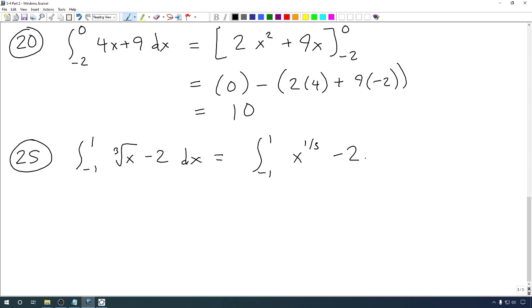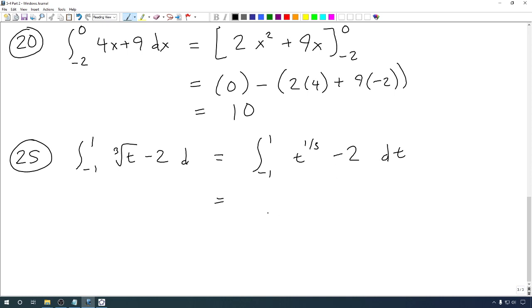And I just noticed that I switched to using x's. The book was actually using t's. Let's stay consistent with the book. Okay, so we have the integral from negative 1 to 1 of t to the 1/3 power minus 2.